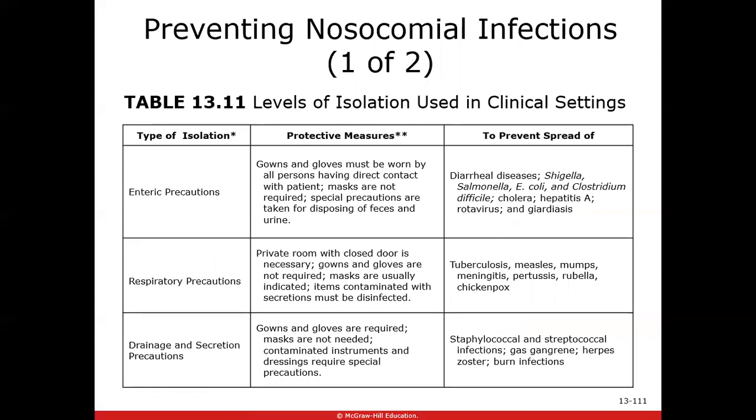And so the prevention of nosocomial infections, you look at what we actually do. Type of isolation: enteric precautions, respiratory precautions, drainage and secretion precautions. And these are some of the protective measures that are done. Gowns and gloves, private rooms, gowns and gloves for drainage, and they prevent the spread of these diseases.